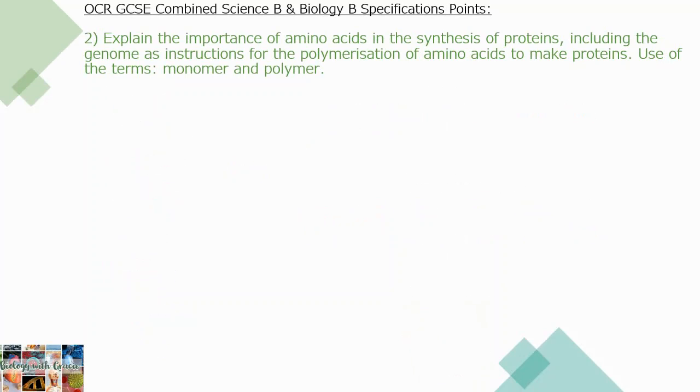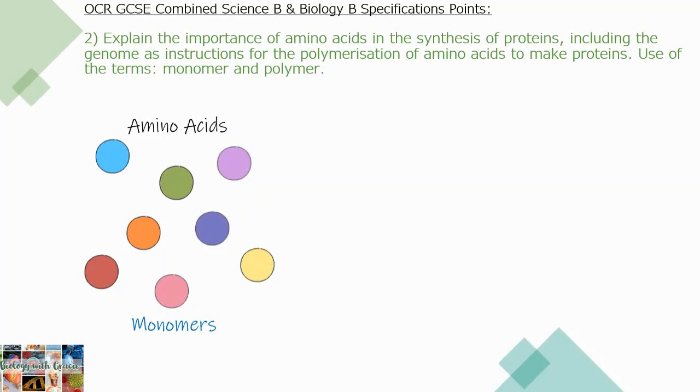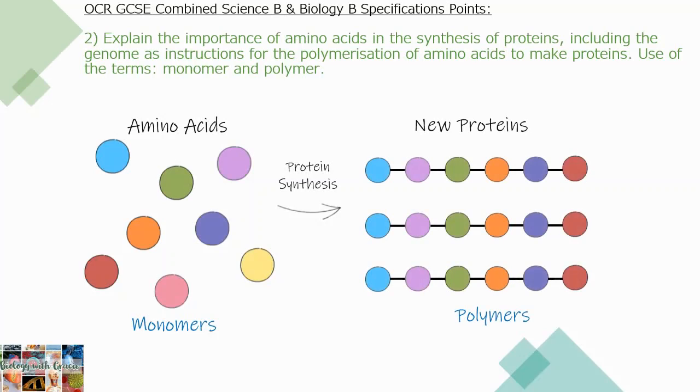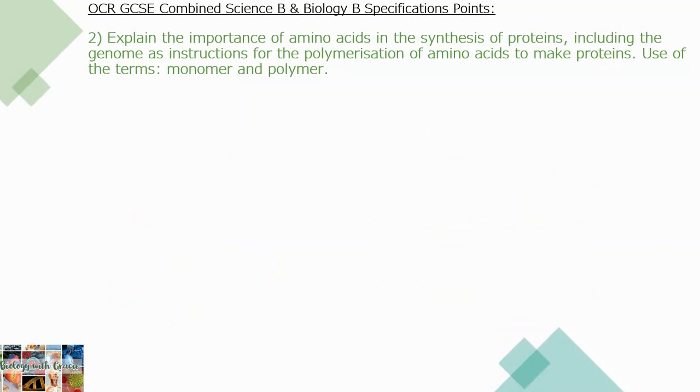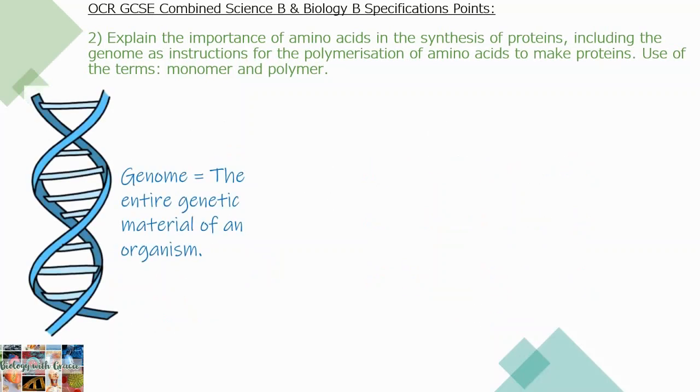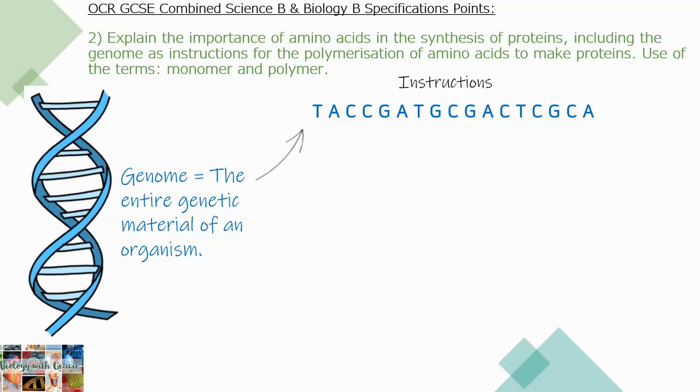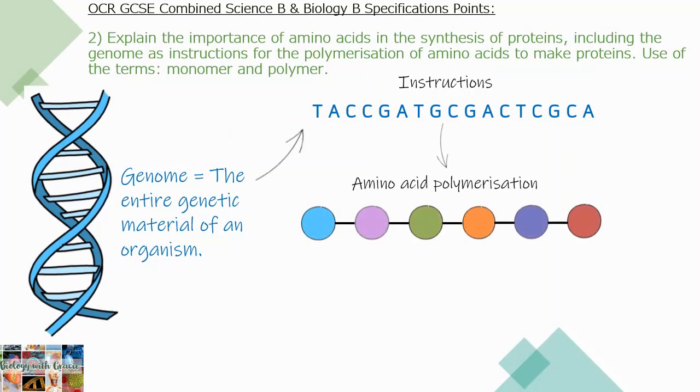So for our second point, here we've got our amino acids, and these are monomers, and protein synthesis takes place and new proteins, which are polymers, are created. Now it's important to note that the genome, which is the entire genetic material of an organism, actually is the instructions for the polymerization of amino acids, which then make proteins. So the genome contains the genetic code, which tells the cell the amino acid sequence, which then determines the protein produced.